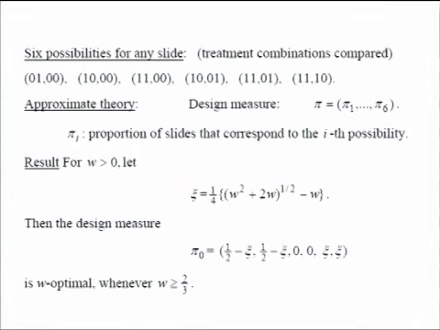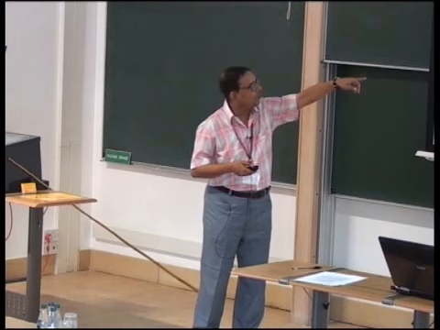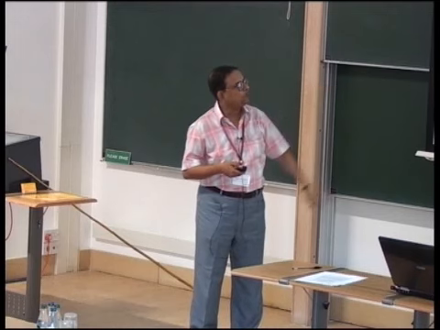So, using the approximate theory, it is not hard to find the optimal design. We denote a typical design measure by pi, and pi i is the proportion of slides that correspond to the ith of the 6 possibilities listed above. Then we get, this is our first result, that if we define xi in this way, then this design measure is W optimal.